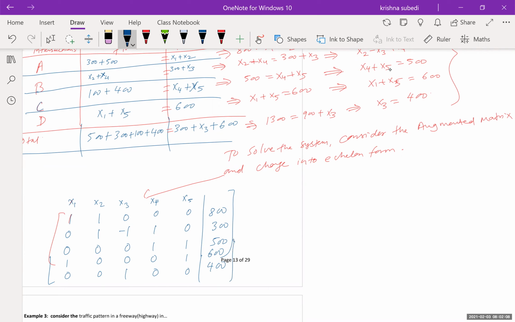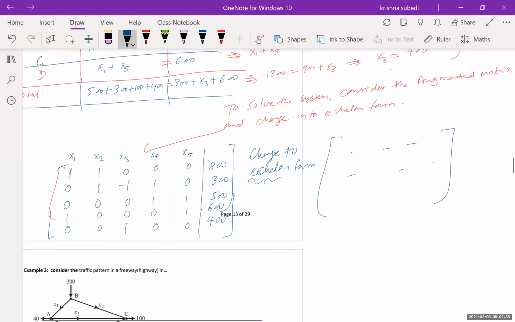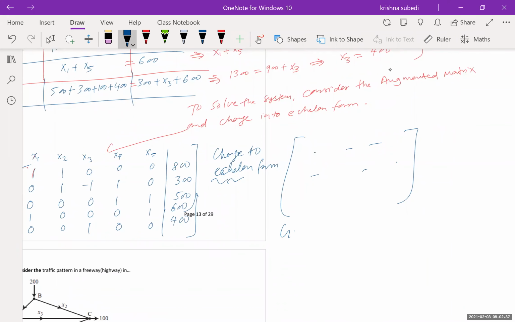So this is the augmented matrix. Now you need to change it into echelon form. I trust that you all know how to change it into echelon form. And if you change it into echelon form, you can write the general solution. Let me just write the general solution. I leave the steps to you, and your general solution will be this.